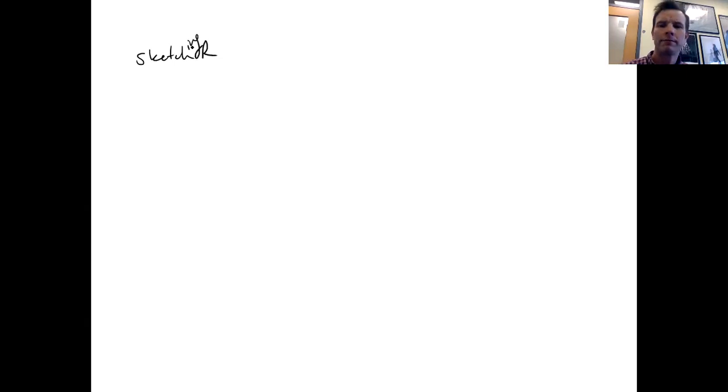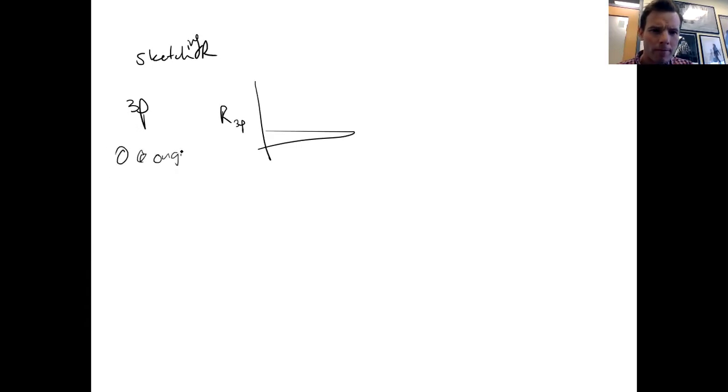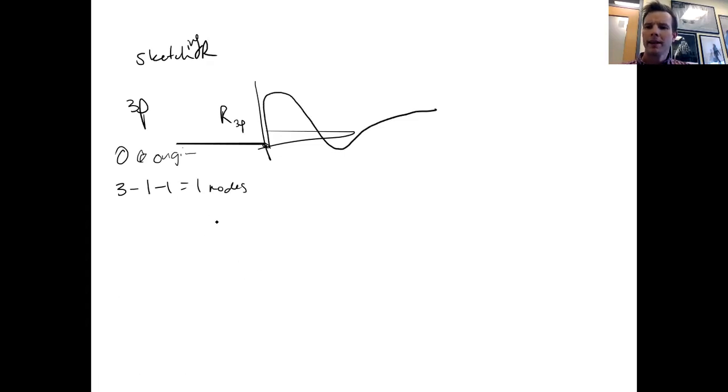I should say sketching R. Pick an orbital. I don't know. I hear you saying 3p, right? If I go to sketch the radial wave function for a 3p, R3p, here's how I would think about this. A p orbital, I know that this is 0 at the origin, so it's got to start there. In addition, there are 3 minus 1 minus 1 equals 1 nodes. So it's going to go up, down, and then approach 0. That's the R3p.